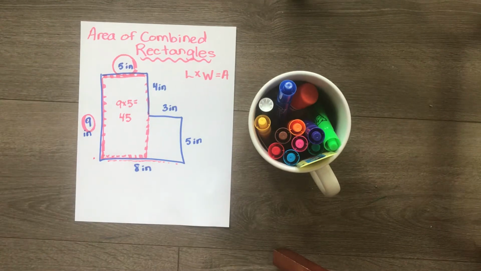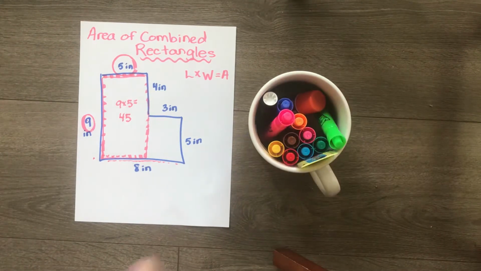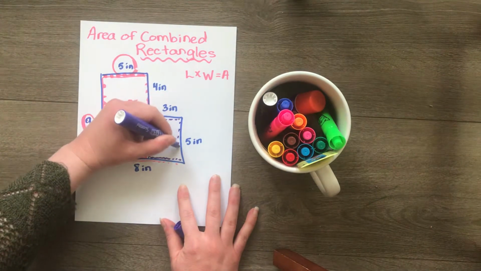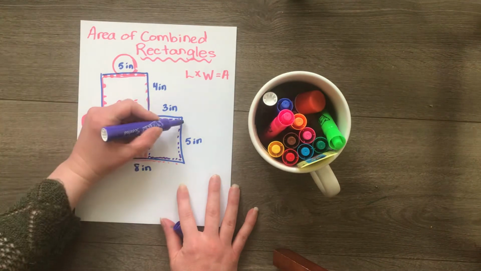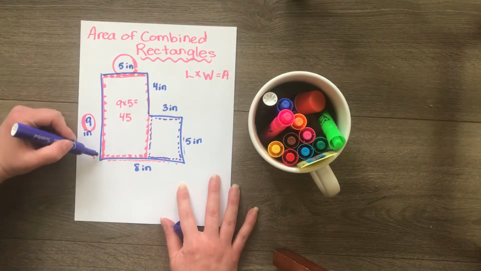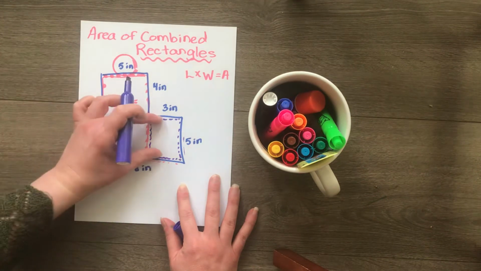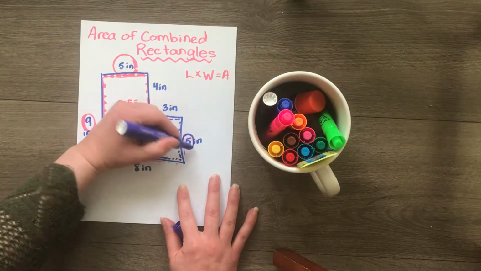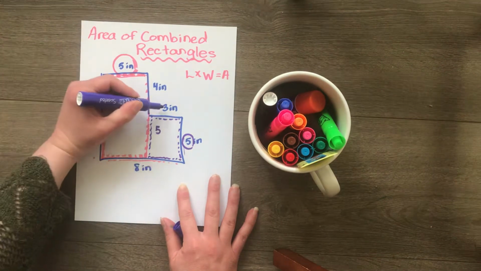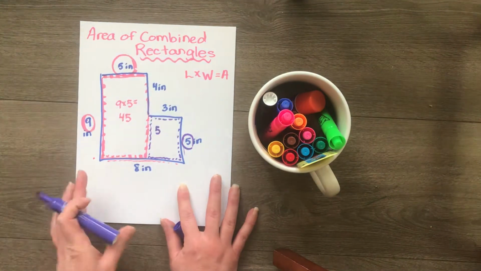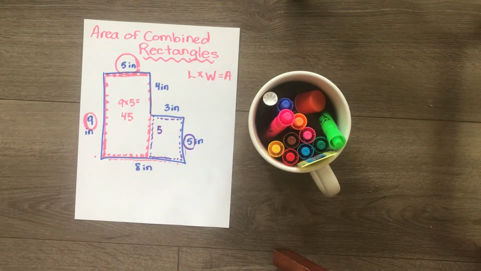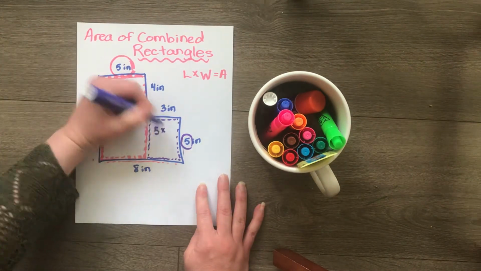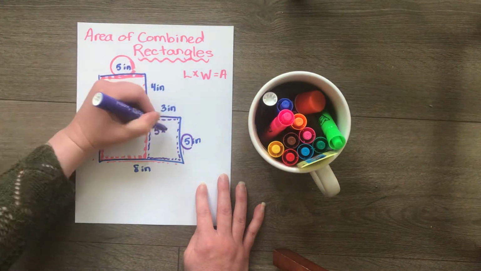Now, I want to deal with my other rectangle. I'm going to take a look at this one. I need a length and a width. Here's my length. Remember, I don't want to deal with this 9 because this little rectangle doesn't go up that high. So I'm going to deal with my 5 and my width. Should I pick 3 or should I pick 8? What do you think? That's right, I should pick 3 because that's the width of this little rectangle here.